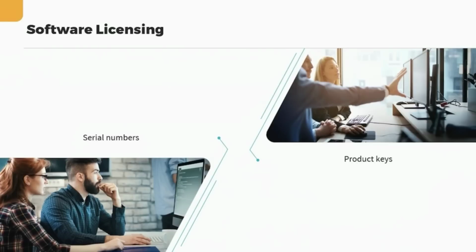Now, if you purchase the application on physical media, such as a DVD, then the serial number or the product key will almost certainly be included in the packaging. And if it was something that you downloaded, then the most common way to receive it is by providing an email address to which the key will be sent.